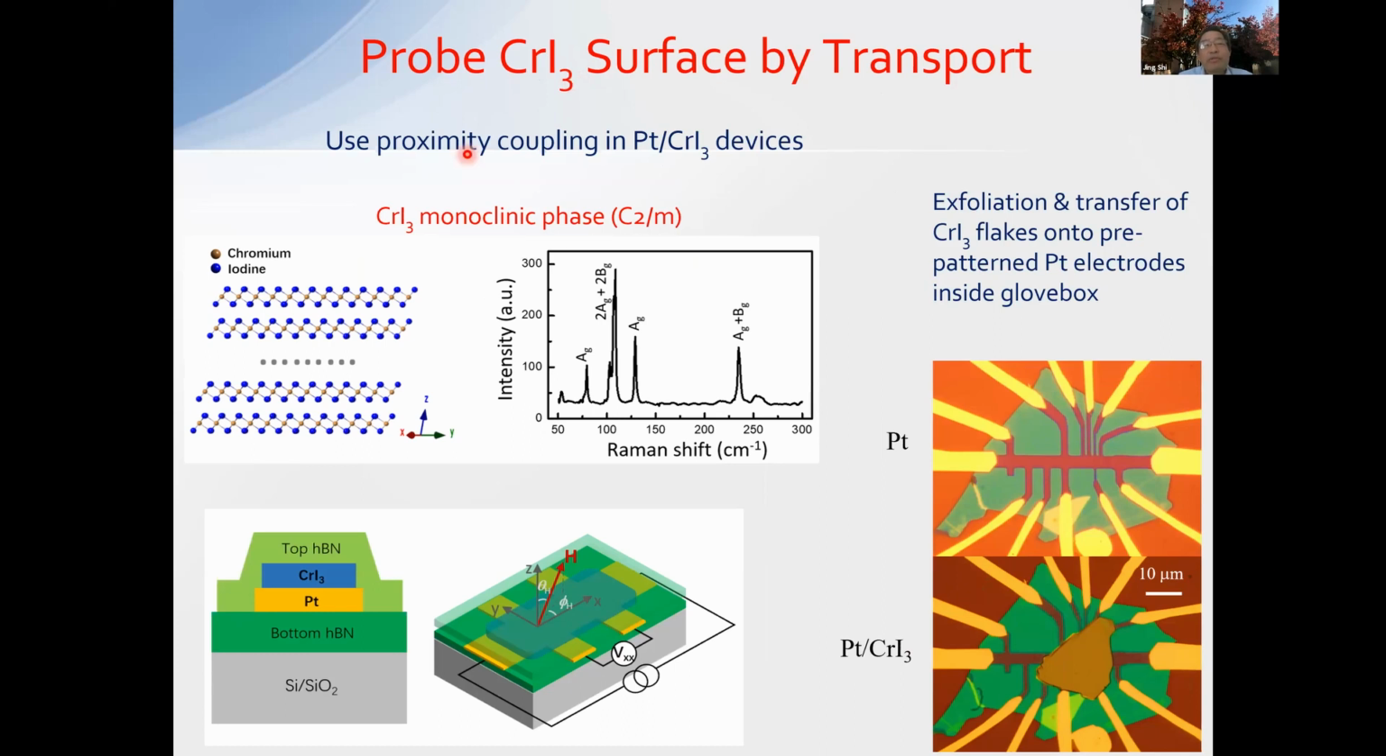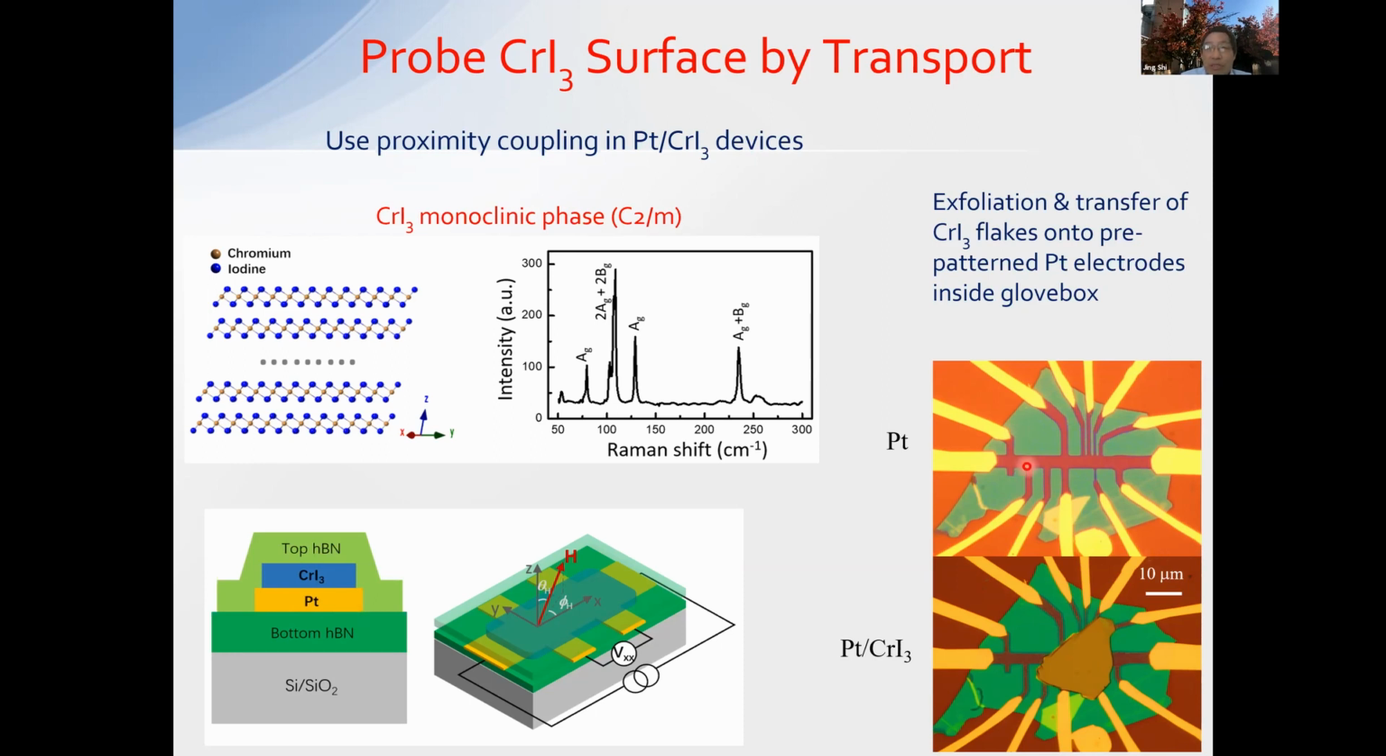So we do transport measurements. Because chromium triiodide is very insulating, especially below 60 K or so, the ferromagnetic transition temperature, we use platinum as a proximity sensor. Okay, the reason we have an inverted structure with platinum below is because chromium triiodide is very moisture sensitive. So we do this pre-patterned platinum first, as shown here.